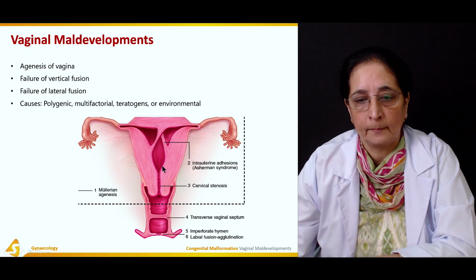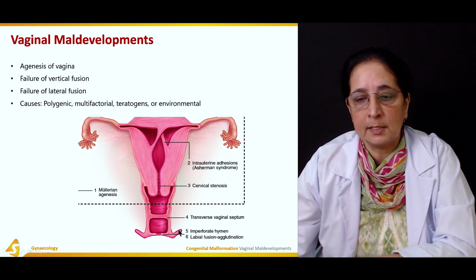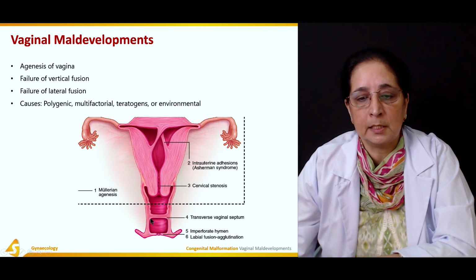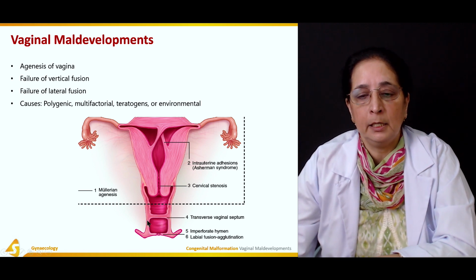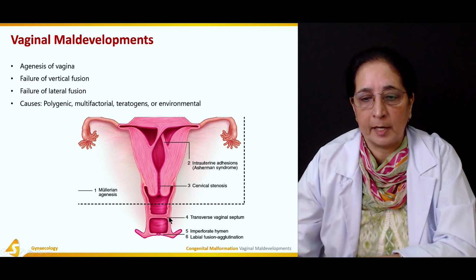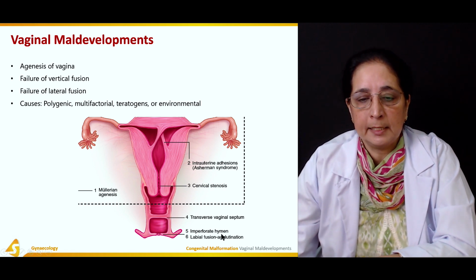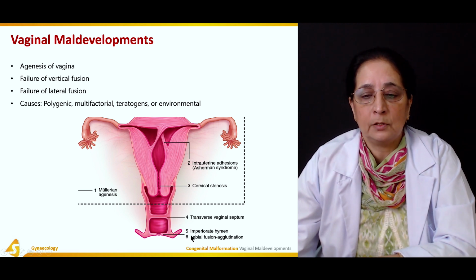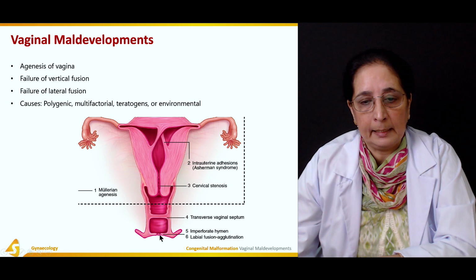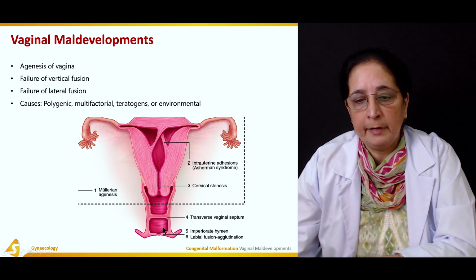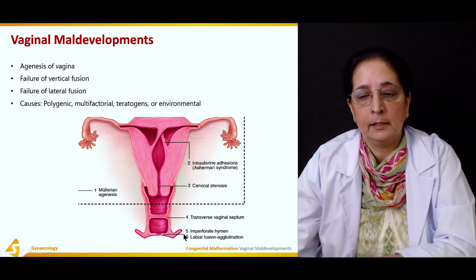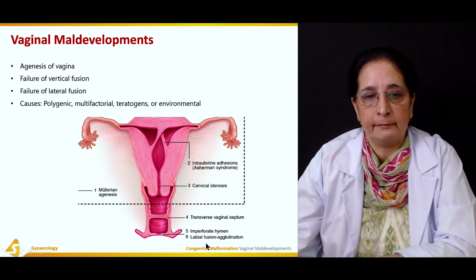Cervical stenosis. Then we have the transverse vaginal septum. Here, if you see, this is the transverse vaginal septum. There is a septum in the vagina that lies transversely. Imperforate hymen, we already talked about the imperforate hymen, so that's also a maldevelopment of the vagina. And then we have labial fusion agglutination, that's another vaginal maldevelopment.